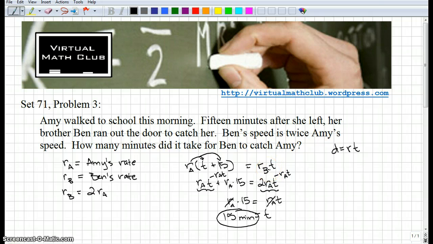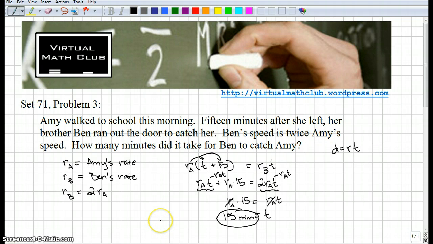Okay, so Ben catches Amy, and it makes sense if you think about it. Ben's traveling at twice the speed of Amy, and so for every unit of distance that Amy walks, Ben runs twice that. Okay, so one of those units of distance he's just keeping up with Amy, and then the other unit of distance he's making up the head start that she had. So it makes sense that, since she has a 15-minute head start, he's got to make up 15 minutes of her distance. The distance she travels in 15 minutes, he's got to make that up.